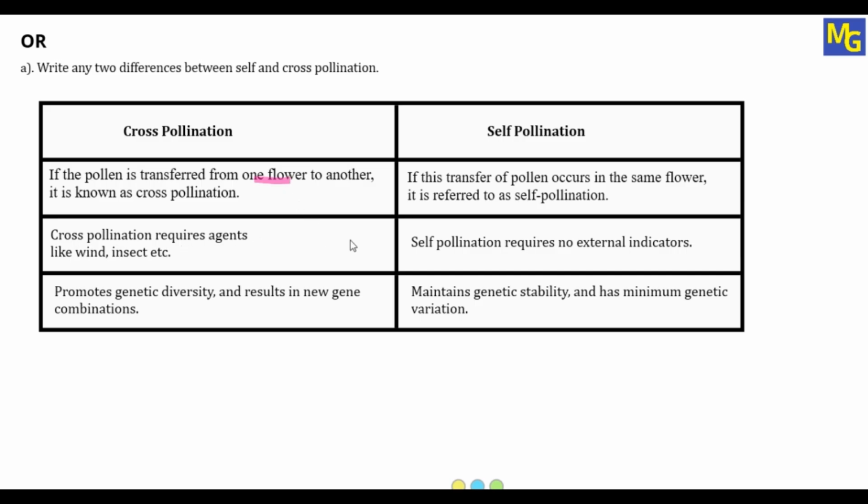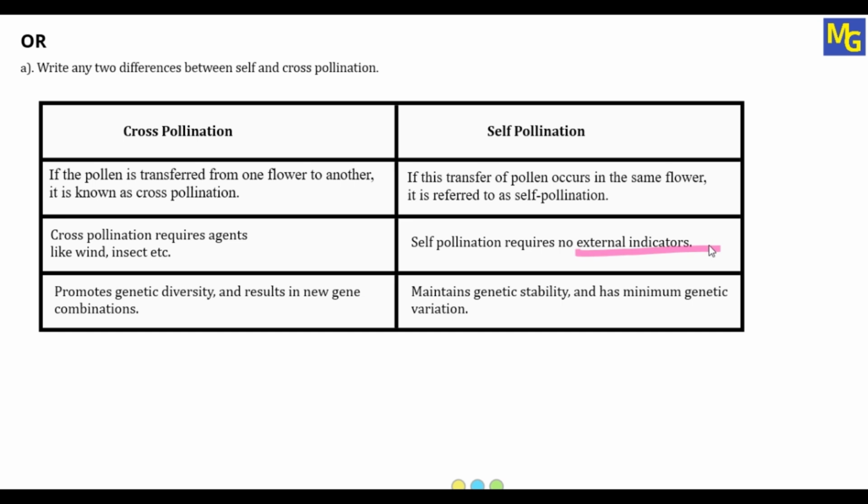And to transfer this pollen, we require agents, and it may be wind, insects, water, etc. Through wind, or it may be that pollen will travel with the help of insects, like the pollen will get stuck to the wings of the insect or the birds, etc. But in case of self-pollination, as the pollination takes place in the same flower, stigma and anther both are near to each other. Therefore, here external agents are not required.